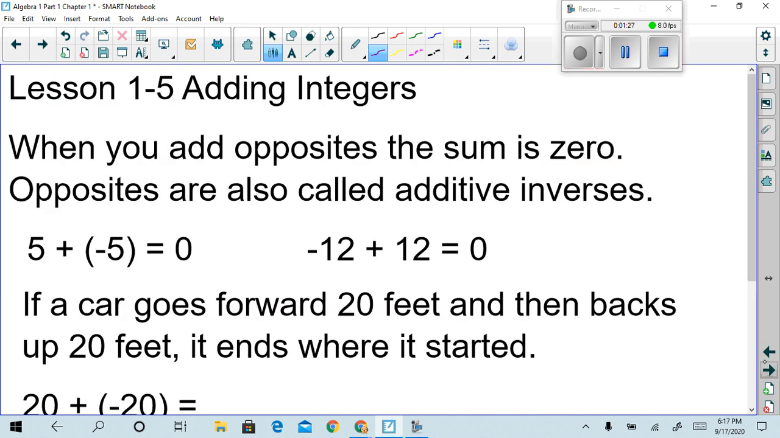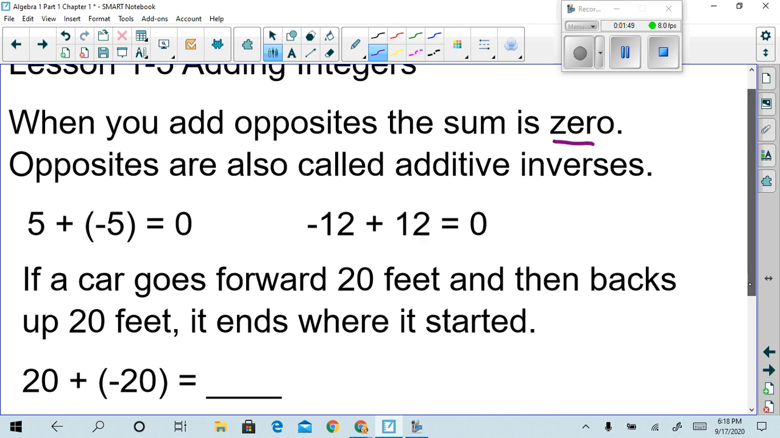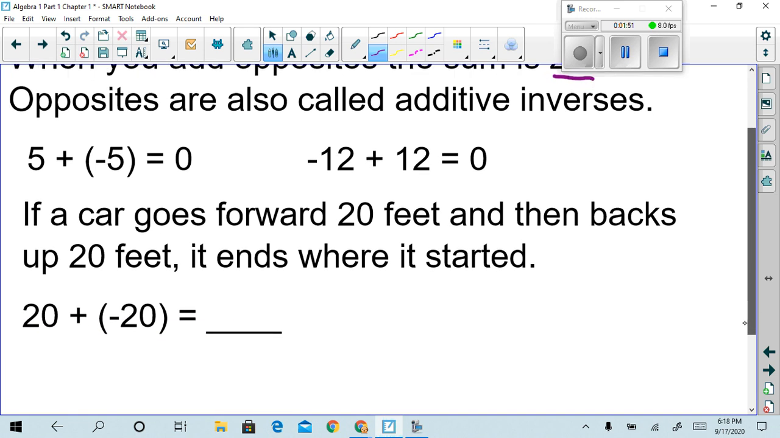Now, we did mention this briefly in the previous lesson. When you add opposites, their sum is 0. So if I take any number, say 5, add its opposite, -5, it takes me right back to 0. And I indicated that by showing you the number line and going from one to the other. So any number plus its opposite will give me 0.